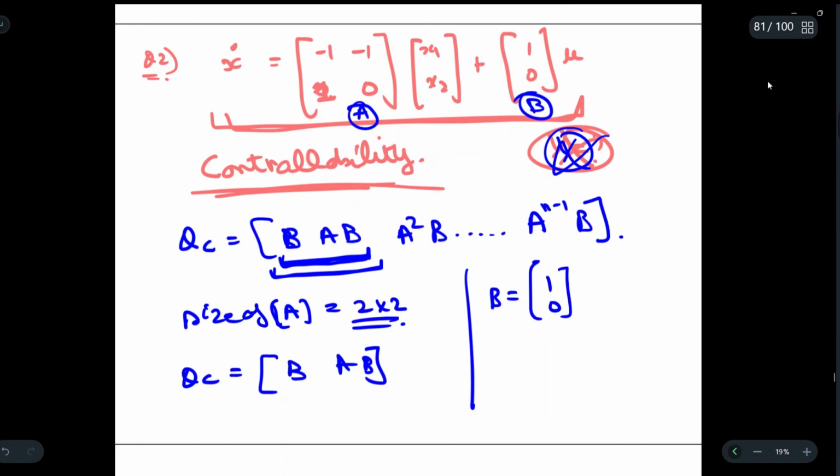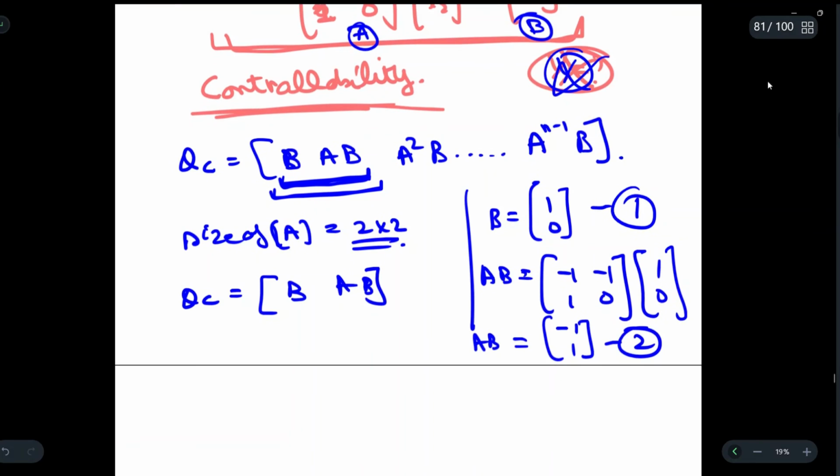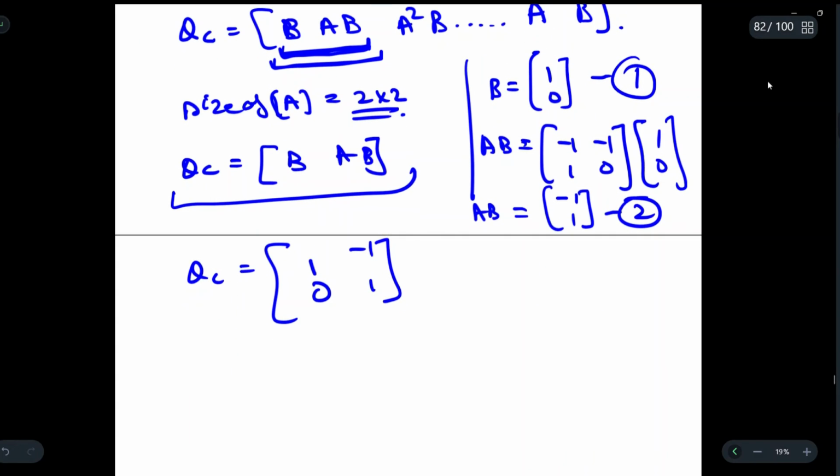And now we will find out AB. That is, we will multiply matrix A, that is [minus 1, 1; 0, 1], with the matrix B, that is [1, 0]. On doing so, you will get the final matrix as [minus 1, 0]. So now we will take the first and the second terms and put them in this matrix. On doing so, you will get QC as [1, minus 1; 0, 1]. Now lastly, what we are going to do is find out the determinant of this matrix, which will come out to be 1.